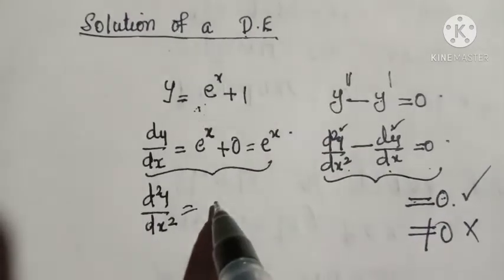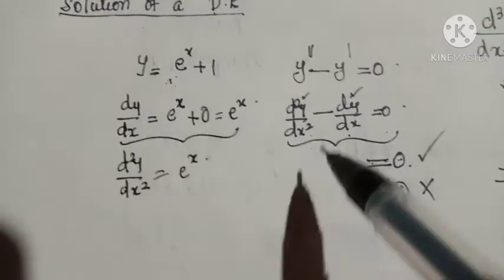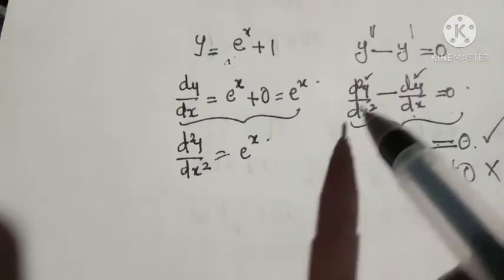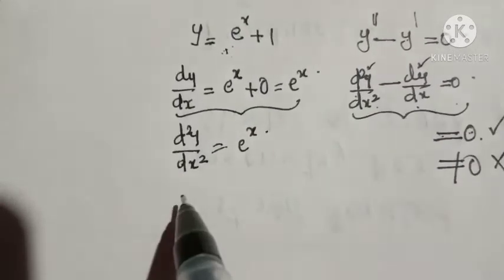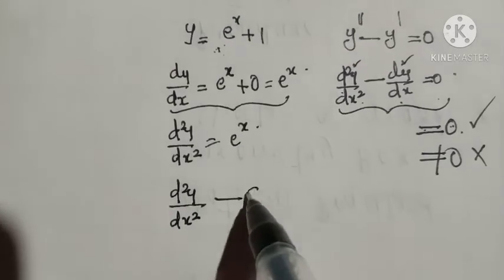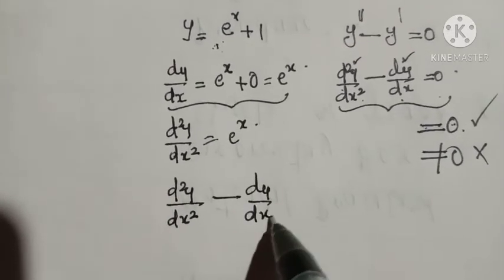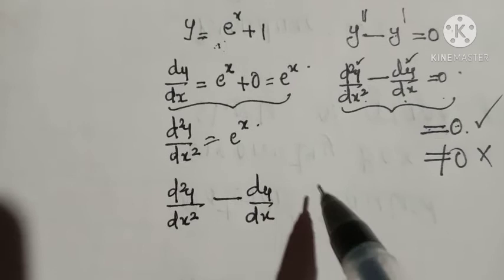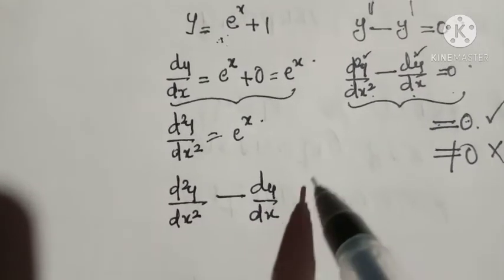So the derivative of e raised to x is e raised to x. Now write the differential equation: d square y by dx square minus dy by dx. Don't write equal to 0. We are going to prove whether it is equal to 0 or not.